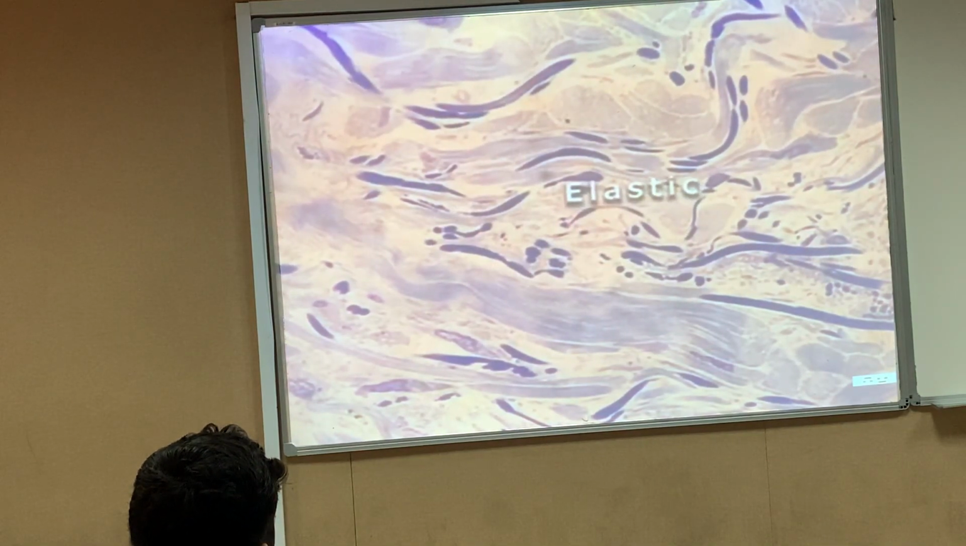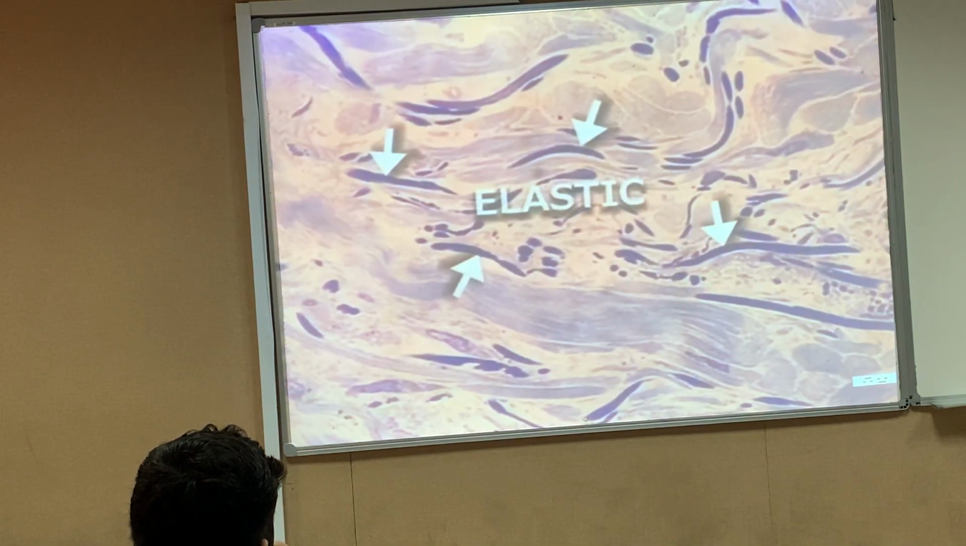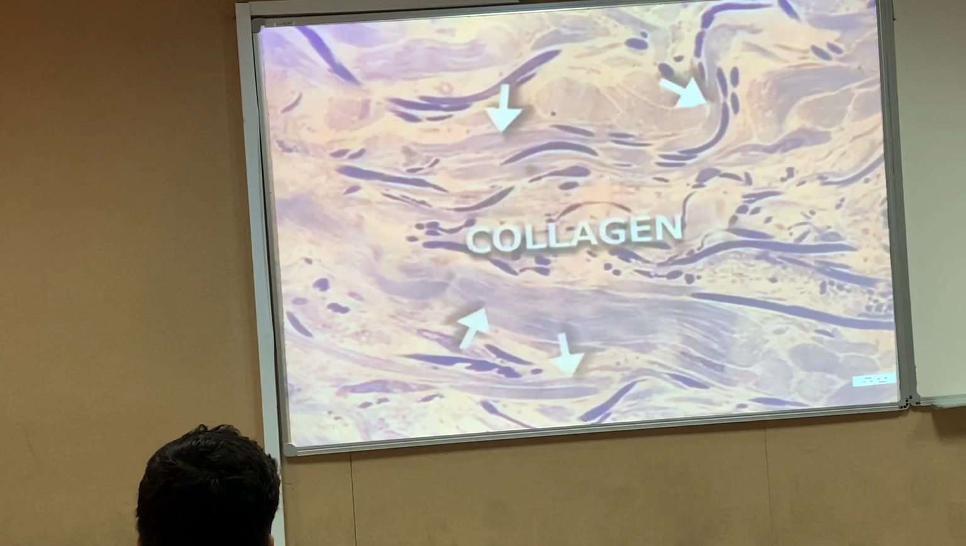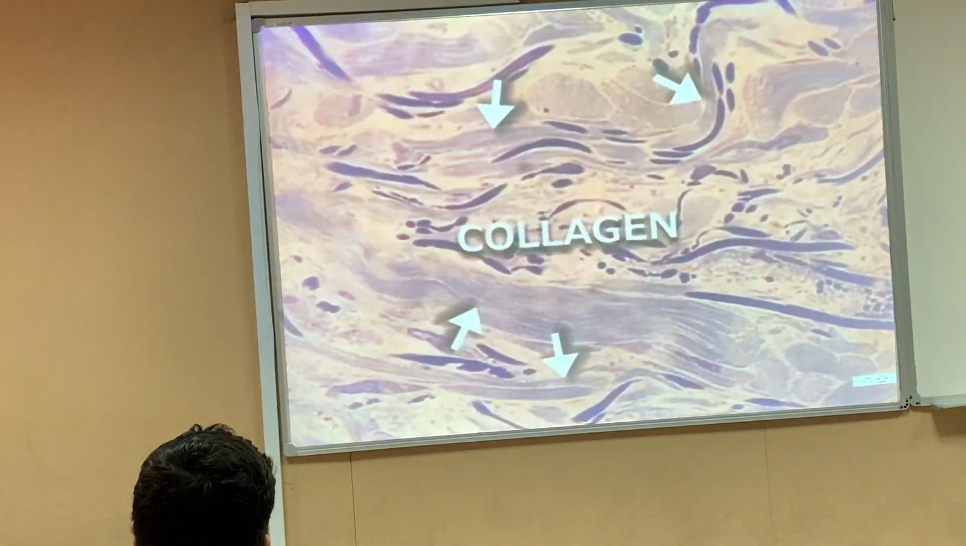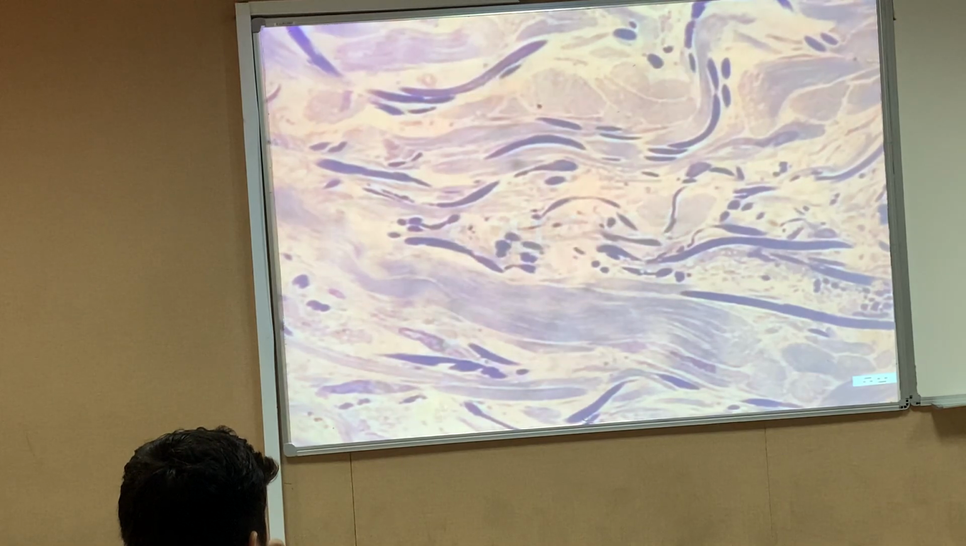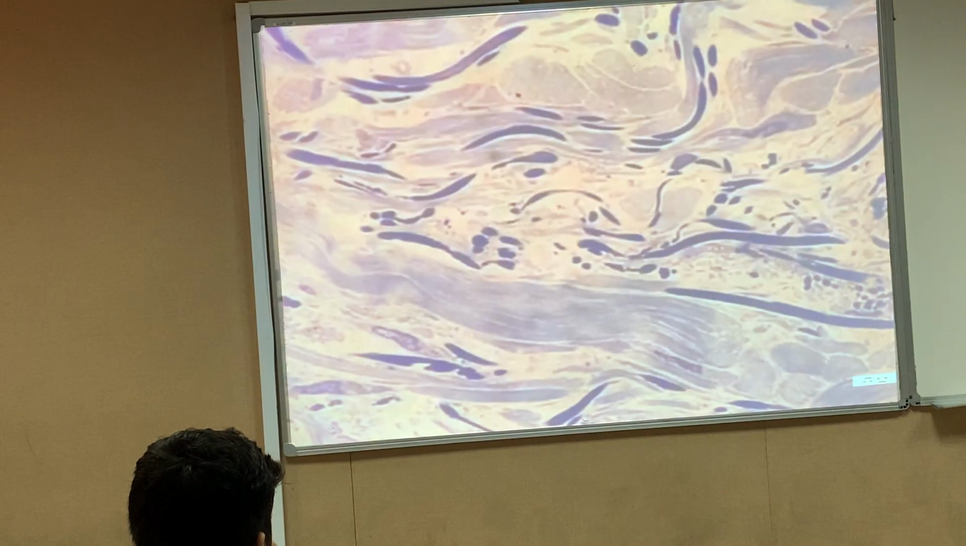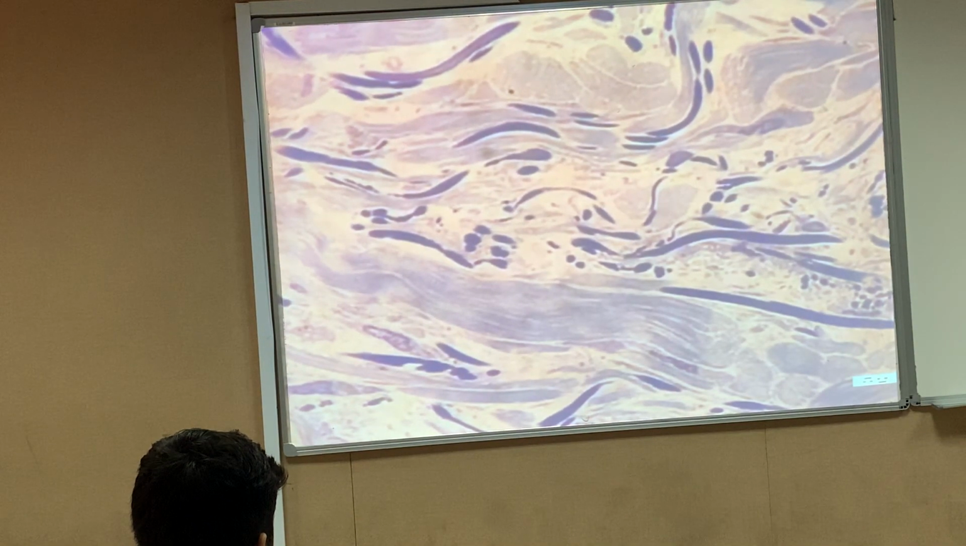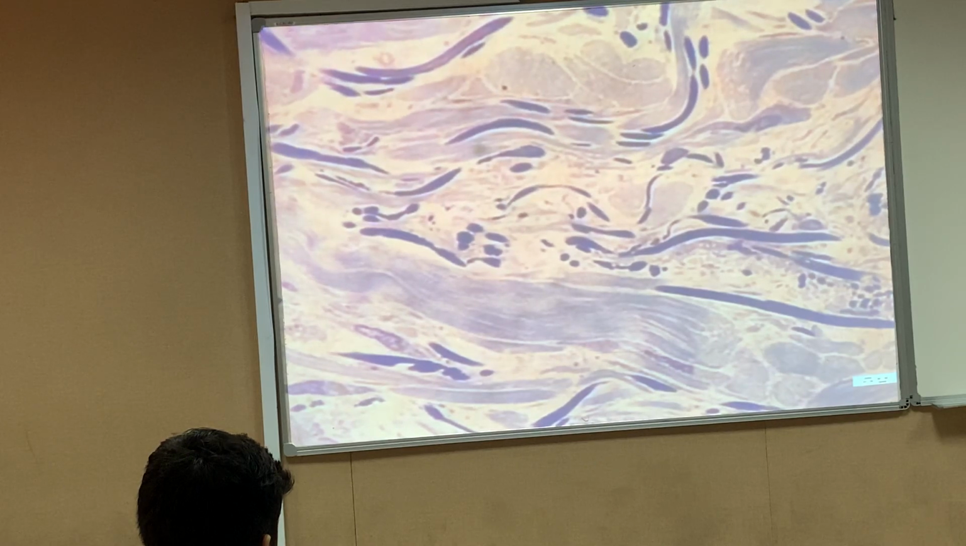Elastic connective tissue features freely branching elastic fibers in addition to packed collagen fibers. The elastic allows for stretching and then returning to normal shape, as in the vocal cords. Yellow elastic fibers will often be stained black in histological specimens.